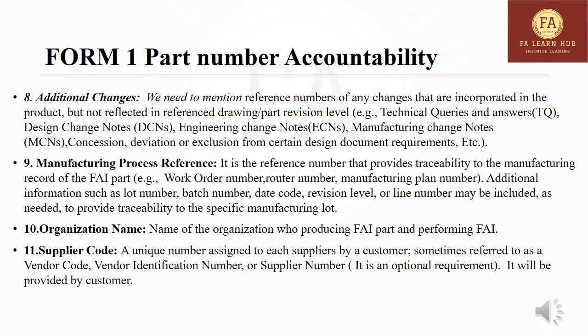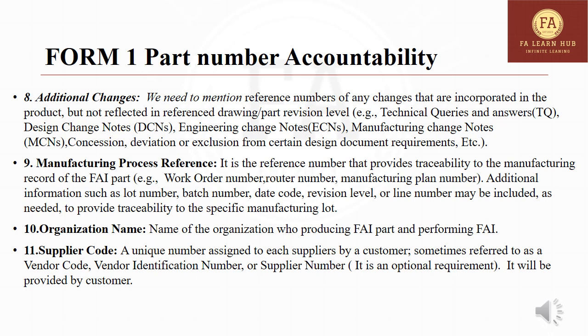Next one is field 10, organization name. The name of the organization producing the FAI part and performing FAI. So, if it is a supplier, the supplier who is manufacturing the product and doing FAI can mention that organization's name. If the FAI is conducted by a third-party organization, we can put that organization's name.